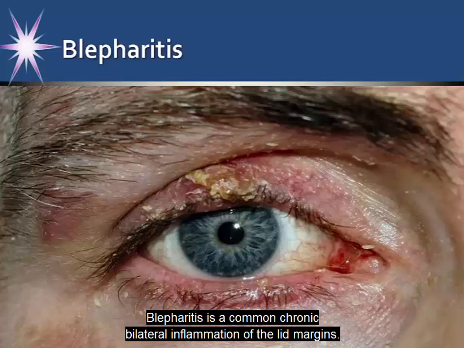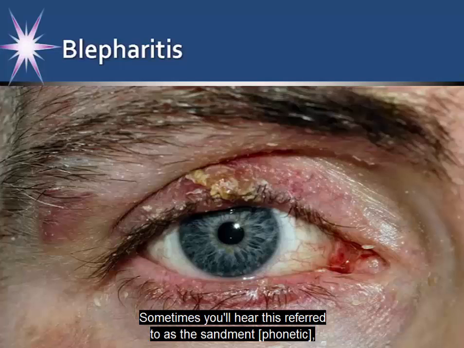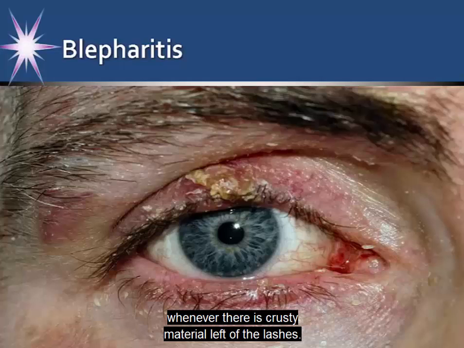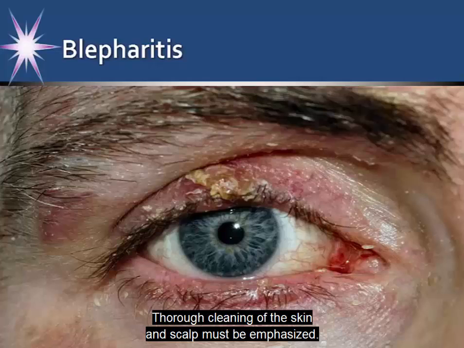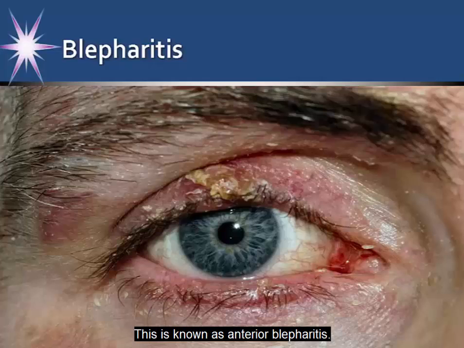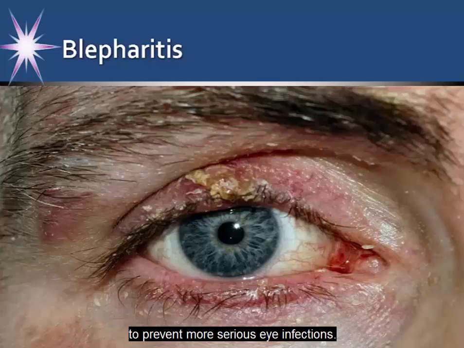Blepharitis is a common chronic bilateral inflammation of the lid margins. The lid margins and lashes become red with scales or crusts. Itching, burning, irritation, photophobia, and conjunctivitis may occur. Sometimes you'll hear this referred to as the sandman, whenever there is crusty material left on the lashes. Thorough cleaning of the skin and scalp must be emphasized. This is known as anterior blepharitis. Treatment with antibiotics and cleansing of the lid margins with baby shampoo are indicated to prevent more serious eye infections.